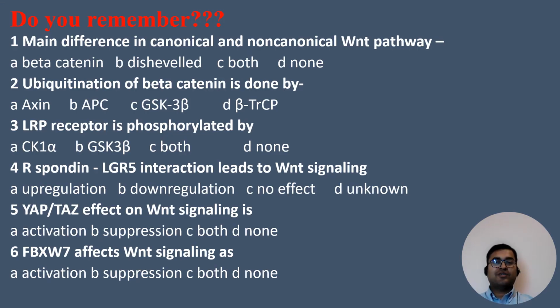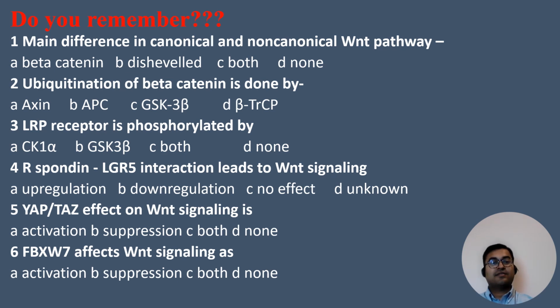Now let us have a short quiz, whether you have the memory of previous things that we discussed or you forgot. So first question is, what is the main difference in canonical and non-canonical Wnt pathway? Second question is, ubiquitination of beta-catenin is done by.